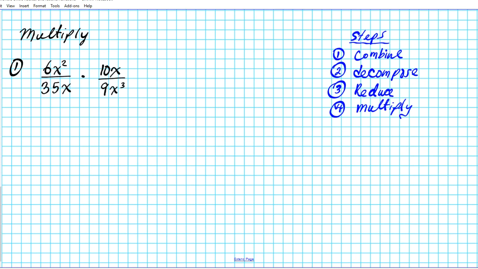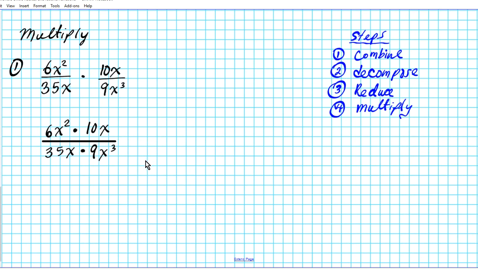Now let's go ahead and execute step 1. Let's combine these. Since we're multiplying two fractions, we're going to have numerator times numerator. So we can write this as 6x squared times 10x, this entire thing divided by 35x times 9x to the third. So we're done executing step 1.